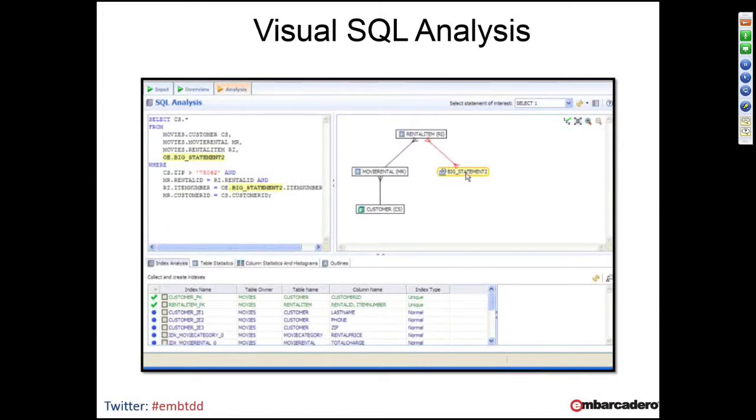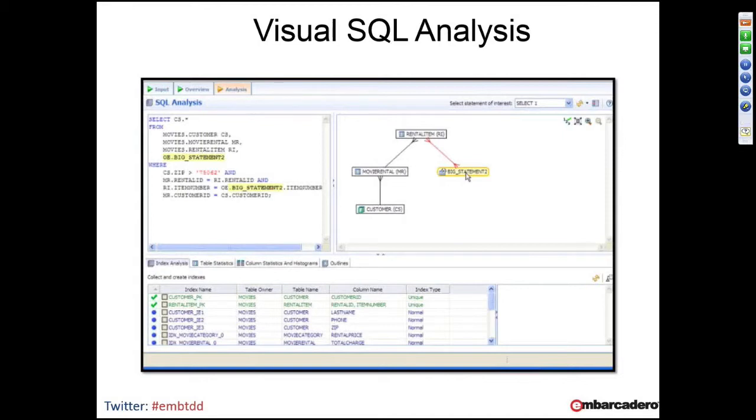Some of the other nice things in DB Optimizer as well is it includes something called visual SQL analysis. You can see a little diagram on the screen there. It shows you a visual representation of things like the joins in your query, and it will also show you things like the number of rows that are returned as a result of those joins and the queries that are running.